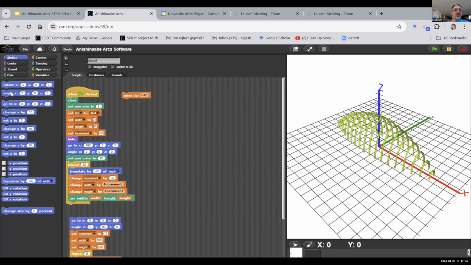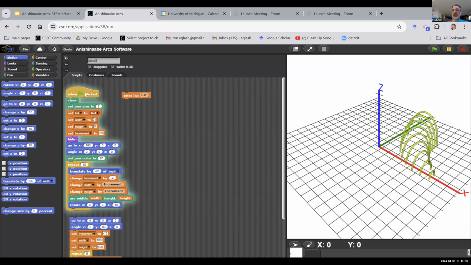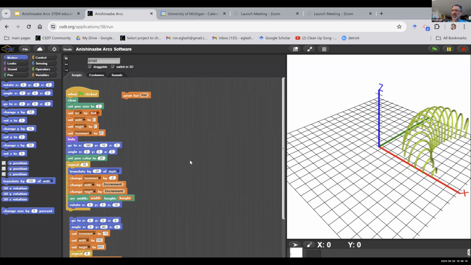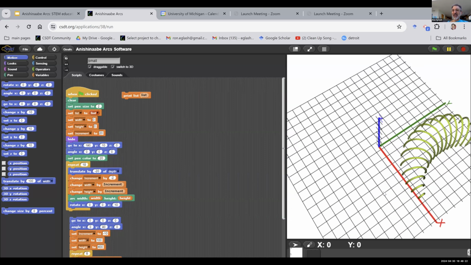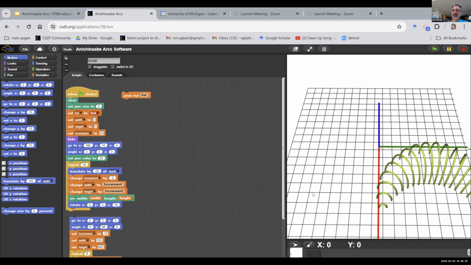So I can ask, what happens if I add a little bit of rotation around the z-axis each time that I do this? And it turns out it gives me a bendy arc. And so now I've got this really interesting, let me bring that up a little bit so I can see it better. So now I've got this really interesting set of structures that I can play around with, and I can move this around, right? I can view it from all sorts of different angles.